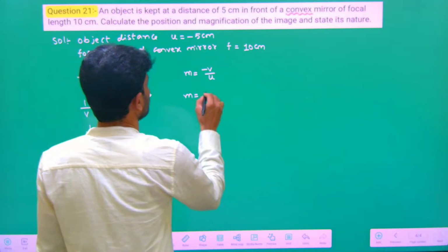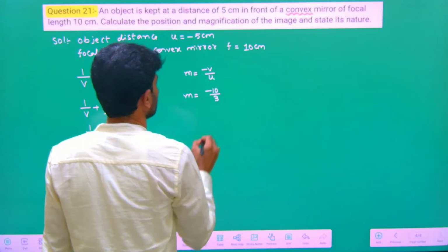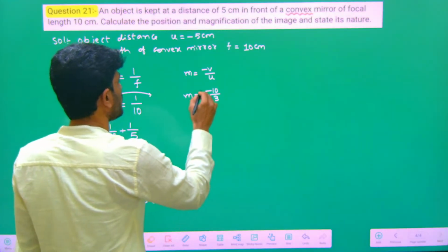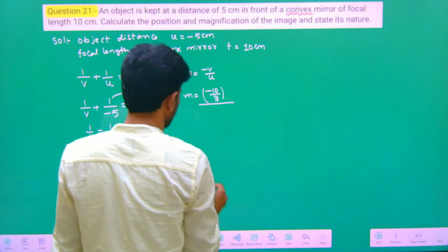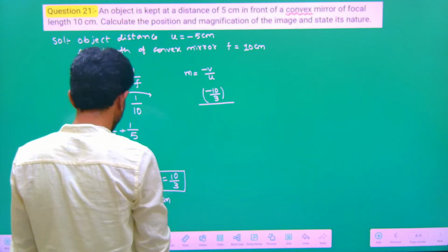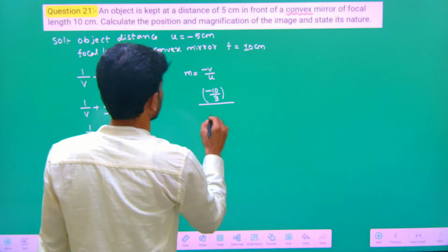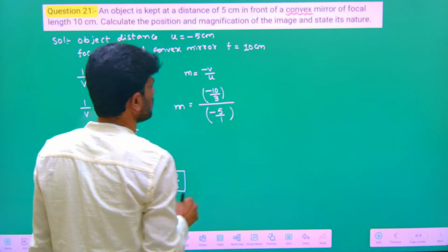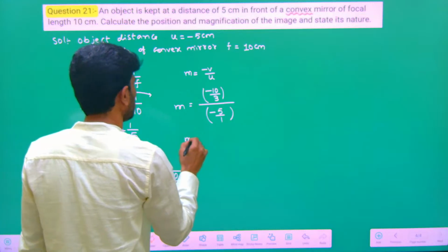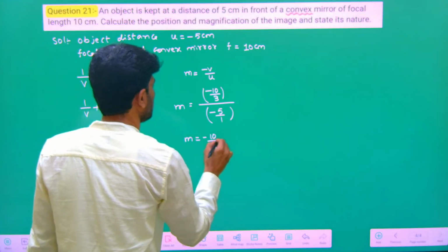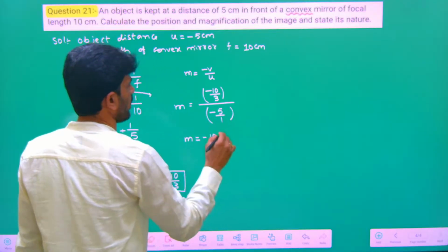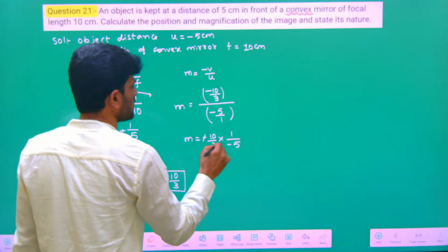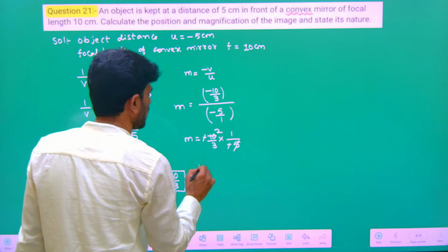So minus v, that is minus 10 by 3. Though v is positive, the formula has a negative sign. So minus 10 by 3 is the v value, divided by the u value. u is equal to minus 5, which means minus 5 by 1. Now we take its reciprocal. m is equal to minus 10 by 3 into 1 by minus 5. Minus minus cancel. 5 ones are 5, 5 twos are 10. So m is equal to 2 by 3.